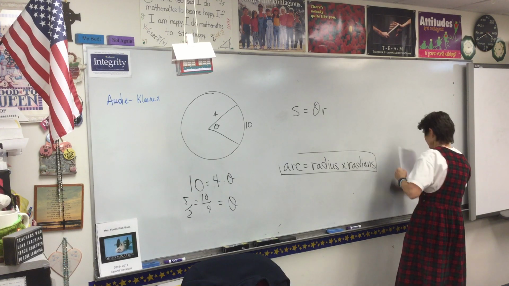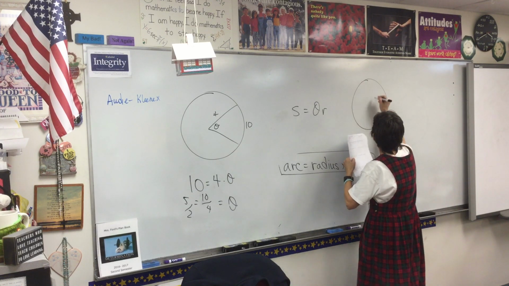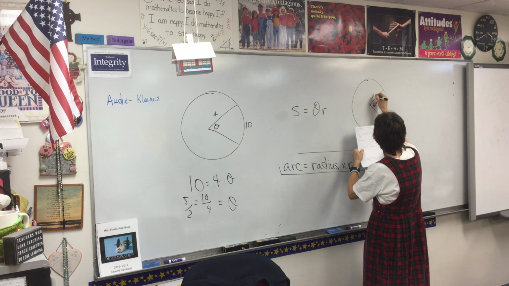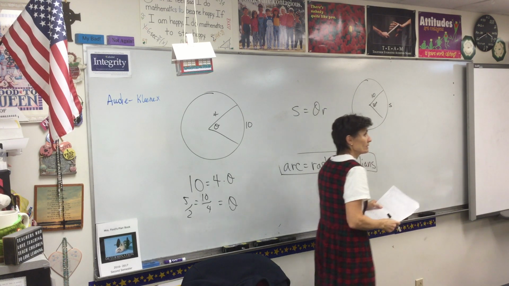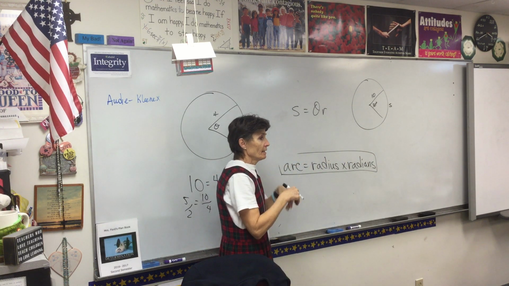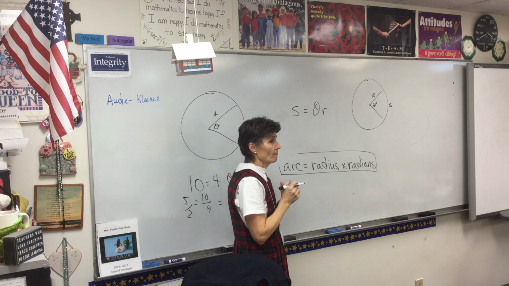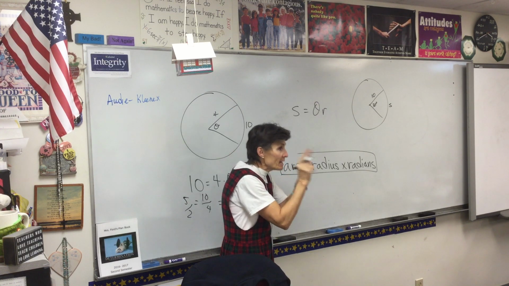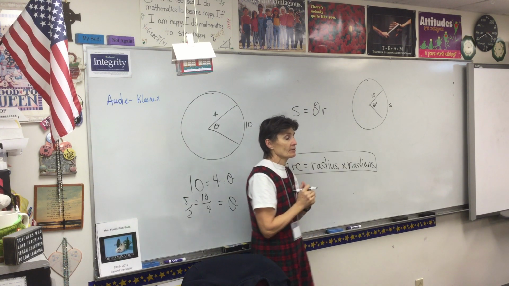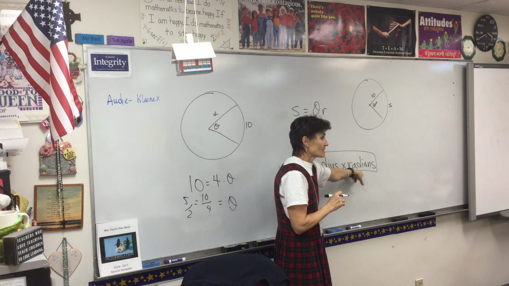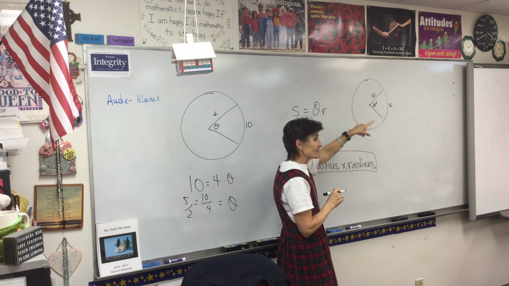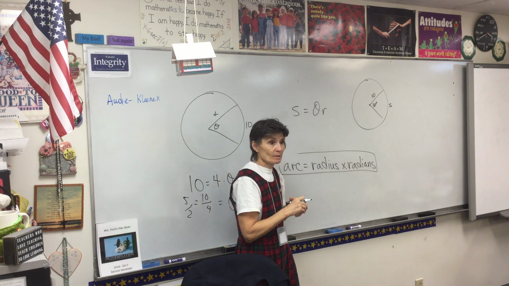Same picture. Radius is 10 and I want arc length. Does anybody see a little trickiness here? You have to find the radians from the degrees. Bingo! If you are finding arc length, your angle has to be in radians. And that one is in degrees.